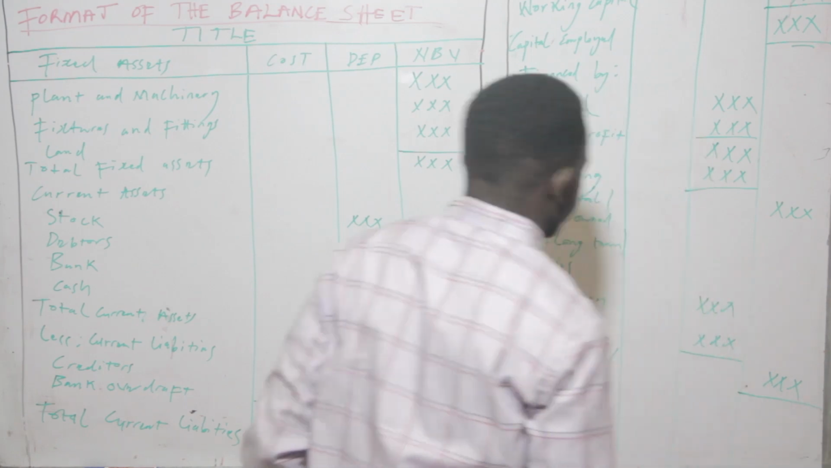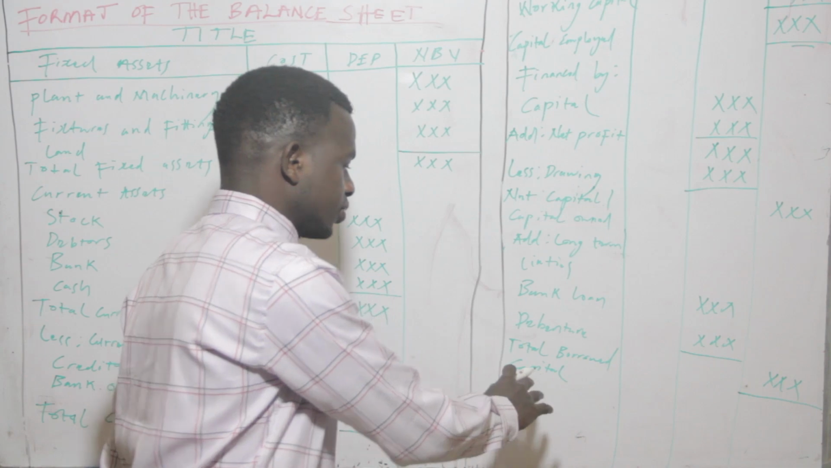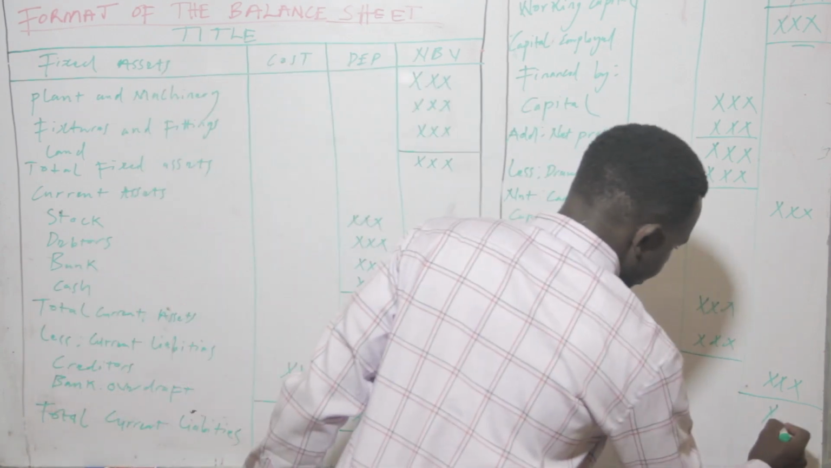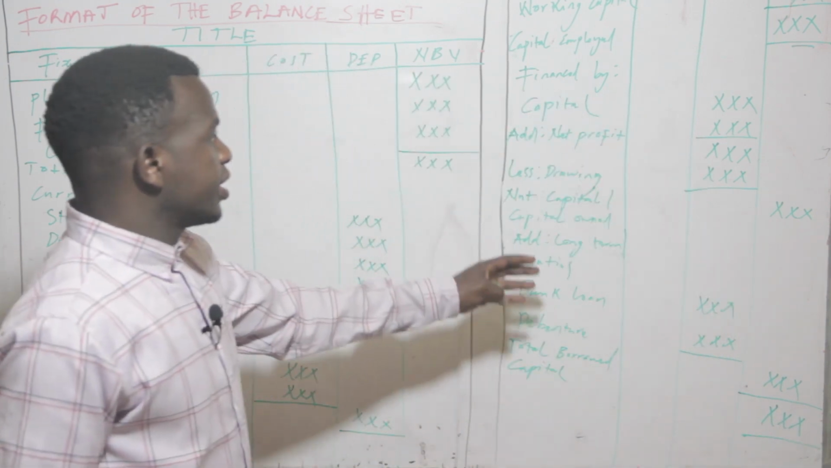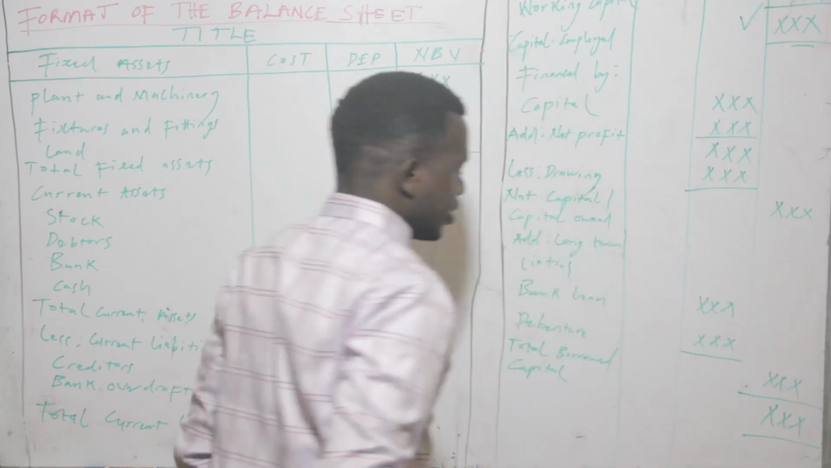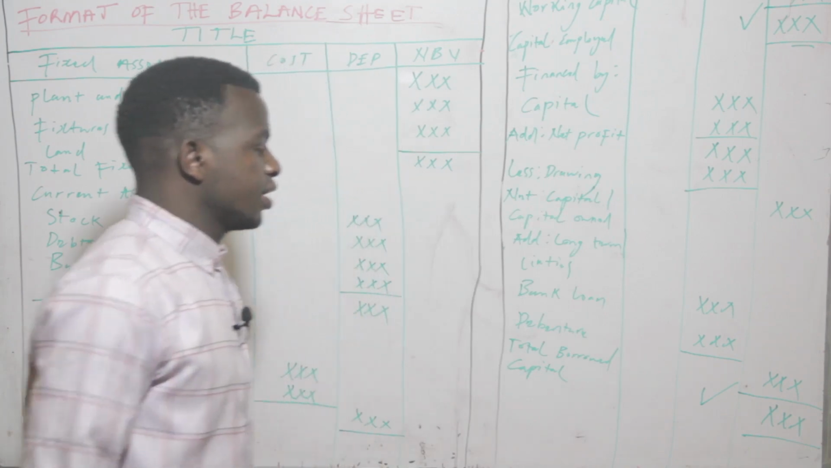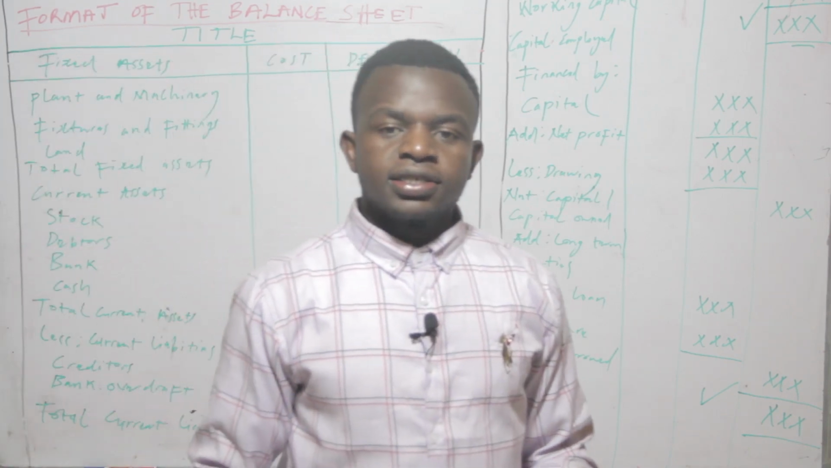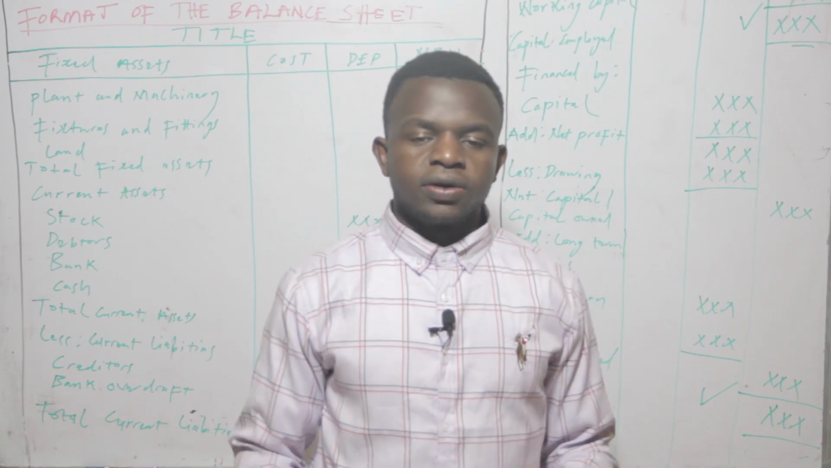So that means that we can add our net capital plus total borrowed capital there. We're going to have this figure. And you must take note that capital employed, which is this figure, must be equal to the last figure. And that means that your balance sheet has balanced, and that will prove that your calculations are correct.